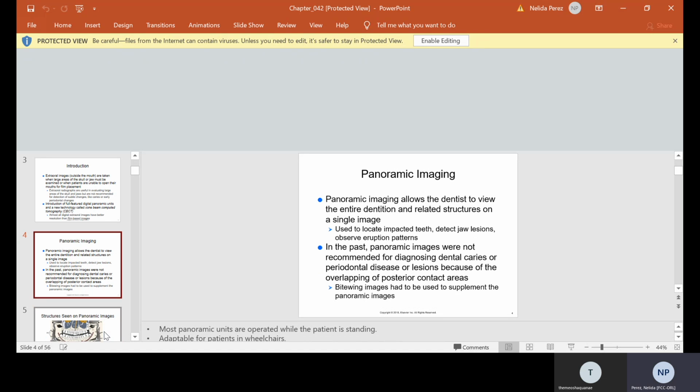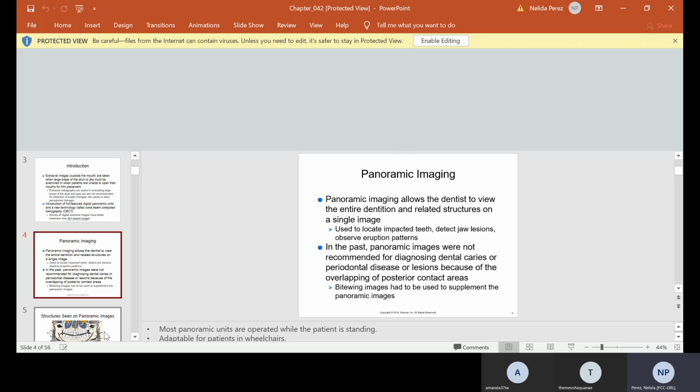Panoramic imaging allows the dentist to view the entire dentition and related structures on a single image. If you remember, I gave you a packet with about, I would say, 4 or 5 different panoramic images, and we looked at it. And what did we see? We use it to locate impacted teeth, detect jaw lesions, observe eruption patterns.